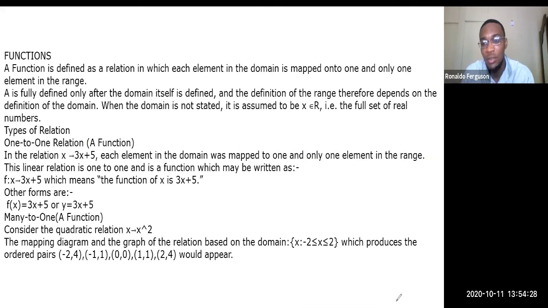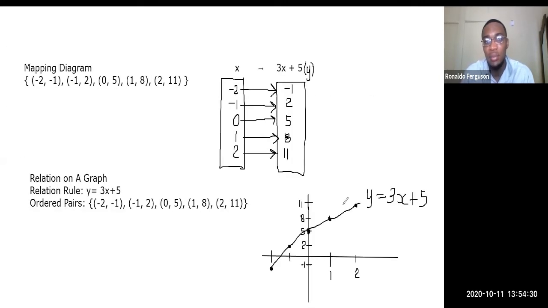Again, this relation where we had y is 3x plus 5, we could draw a vertical line. And on the vertical line, we're only going to have 1 point of intersection, right? And so clearly we can say that y equals 3x plus 5 is a function. All right.